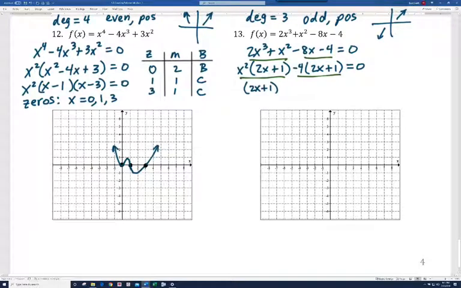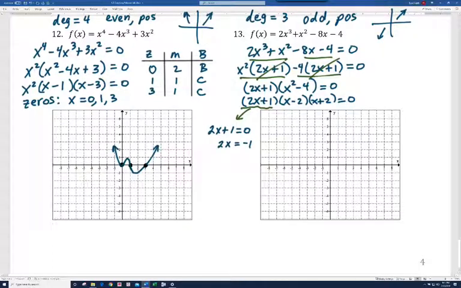So it's going to be 2x plus 1 times x squared minus 4. So we end up with 2x plus 1 times x minus 2 times x plus 2 equals 0. Now to find our first 0 here, you might want to set 2x plus 1 equal to 0. And when you do that, you'll subtract 1 on both sides, divide by 2, you get x equals negative a half. So our zeros are going to be negative a half, 2, and negative 2.